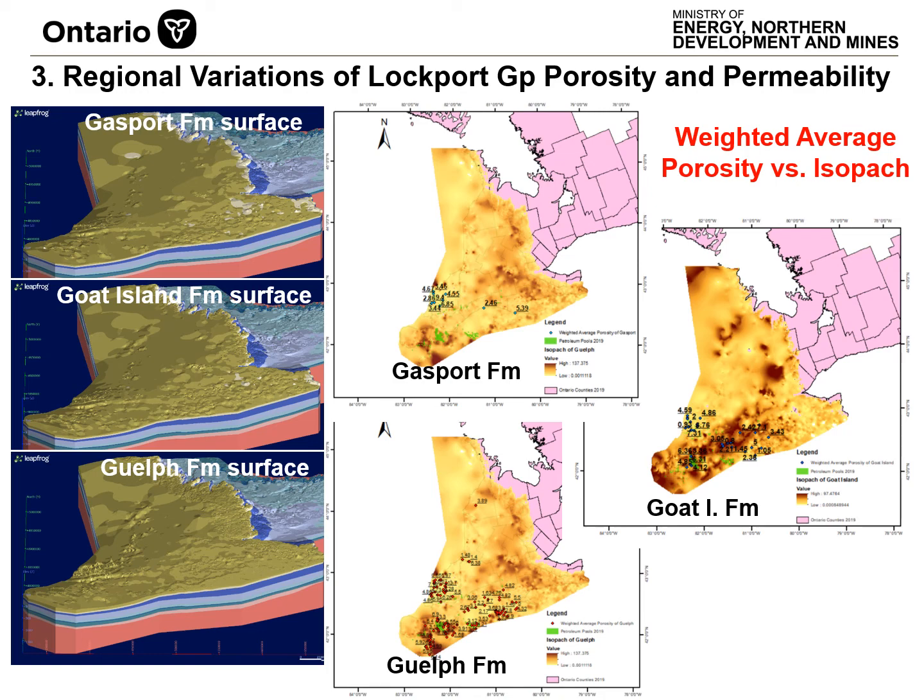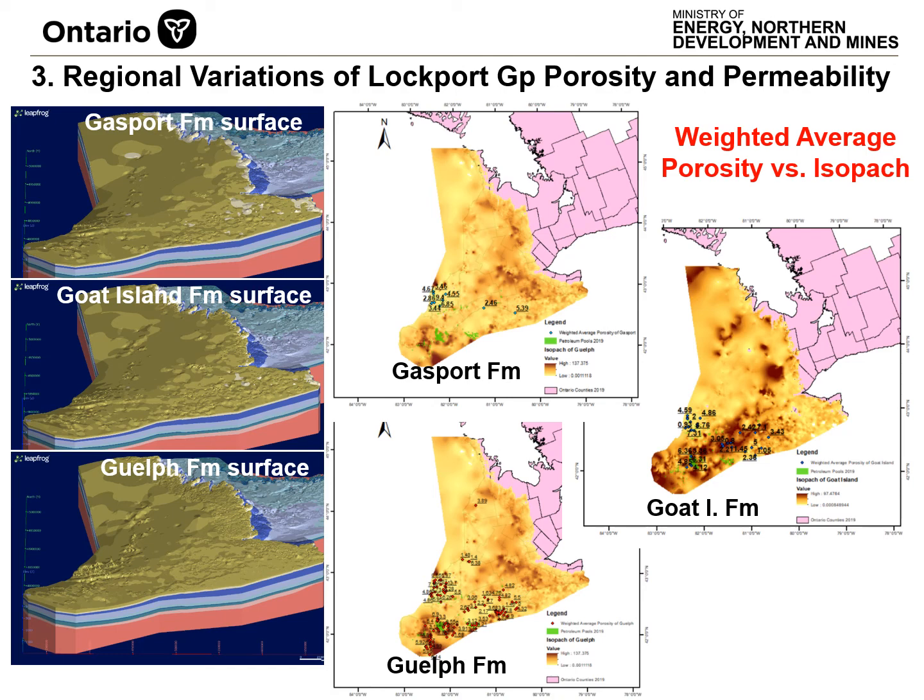We can see that the data are very sparse in Gasport formation. There is a bias towards the Guelph portion of the stacked dolostone succession. What should be noticed is that the gas pools in western Lake Erie near the southern end follow the thicker Gasport formation, although no data is available to further explore this relationship.